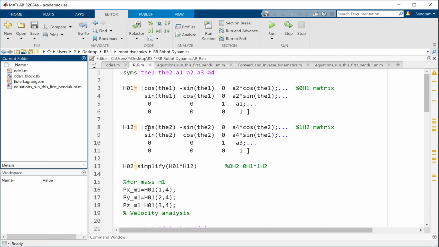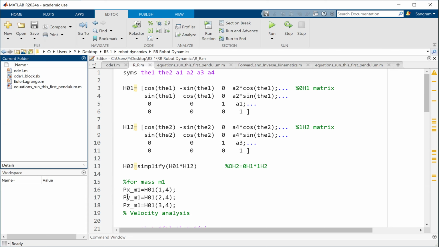H12 matrix is this matrix that is shown over here, which is 1H2 matrix. To solve the forward kinematics, I need to find out H02, which is simplifying H01 multiplied by H12. Everyone understood this? X position of mass M1 is the first row, 4th column in H01.